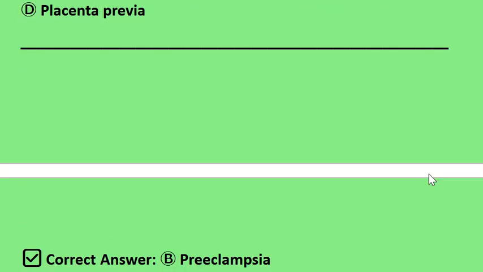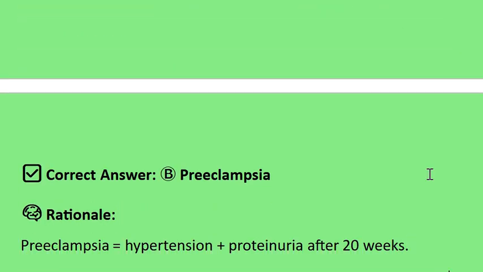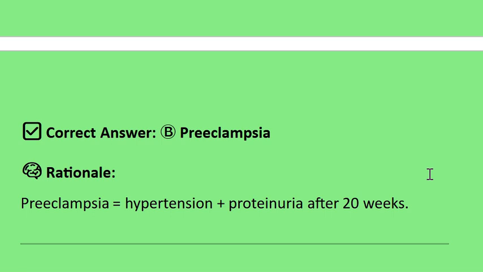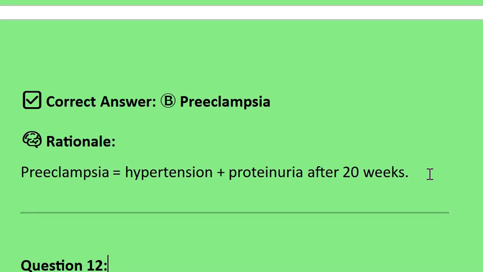In this scenario, the correct option is option B, preeclampsia. The rationale is preeclampsia is equal to hypertension plus proteinuria after 20 weeks.